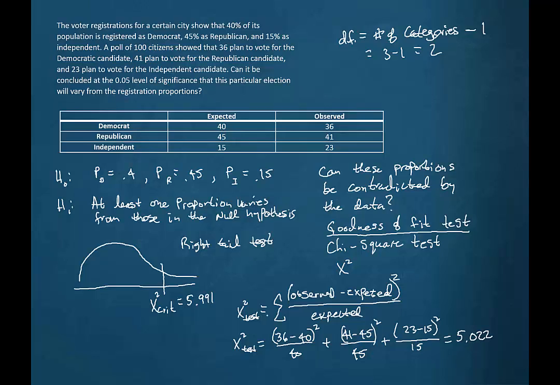Now we note that this is not greater than 5.991, and we decided that if this value became large by the exaggerated difference between the observed and expected values, then we would believe that the actual proportions are different from what we see in the null hypothesis. So in this case then, we did not land up here in the rejection region, so we do not reject the null hypothesis.